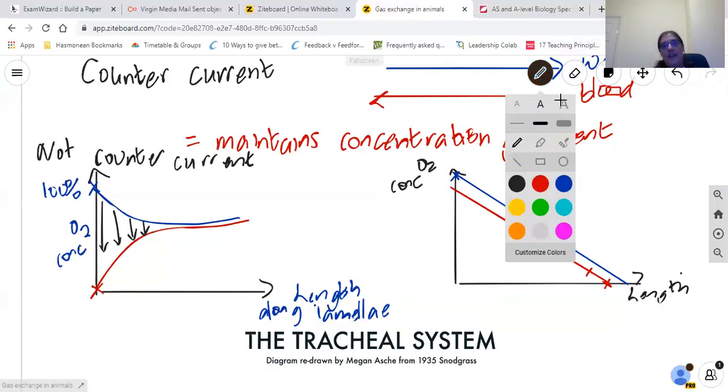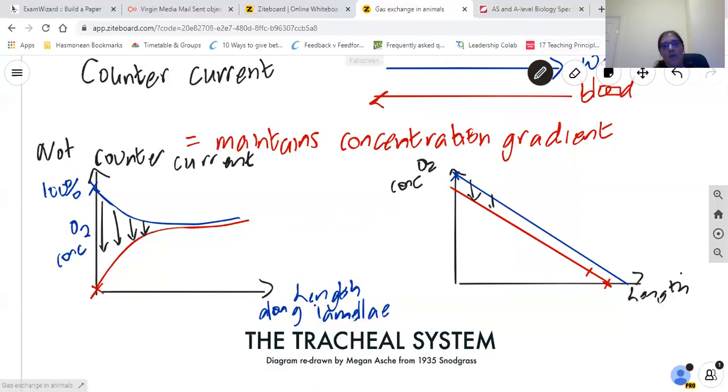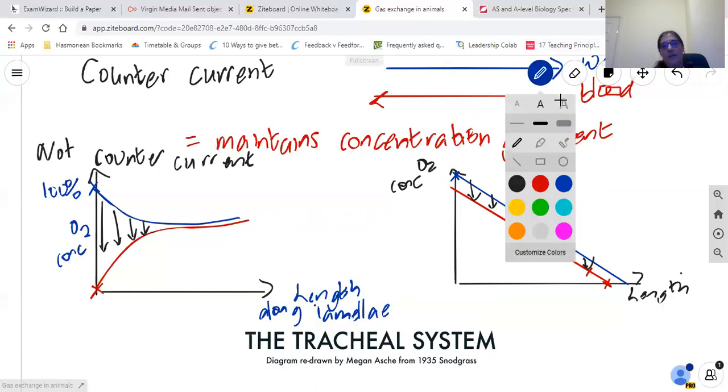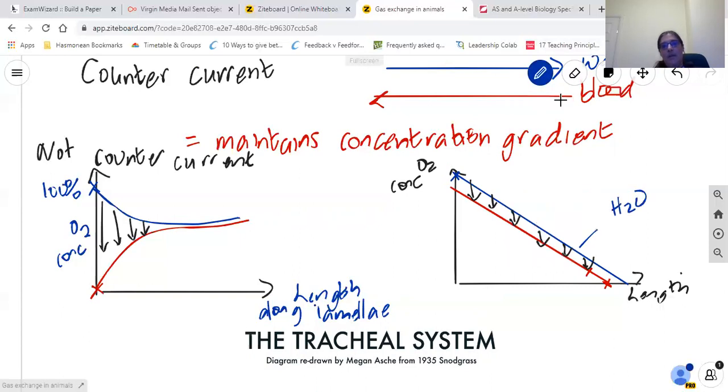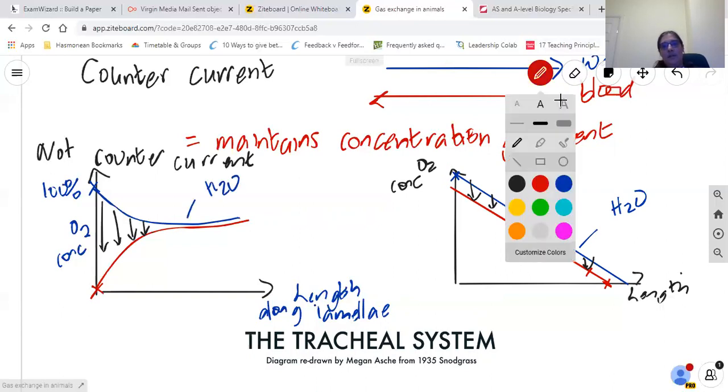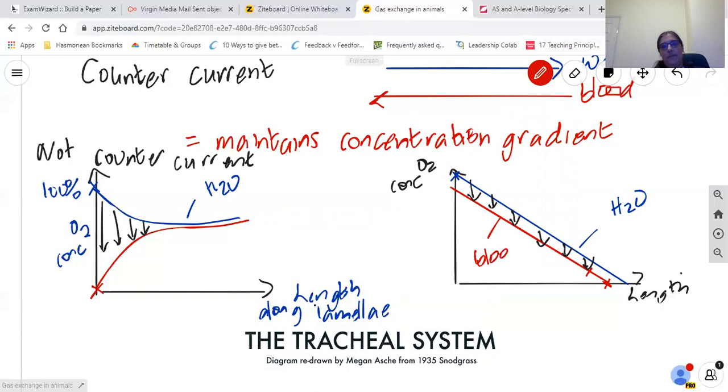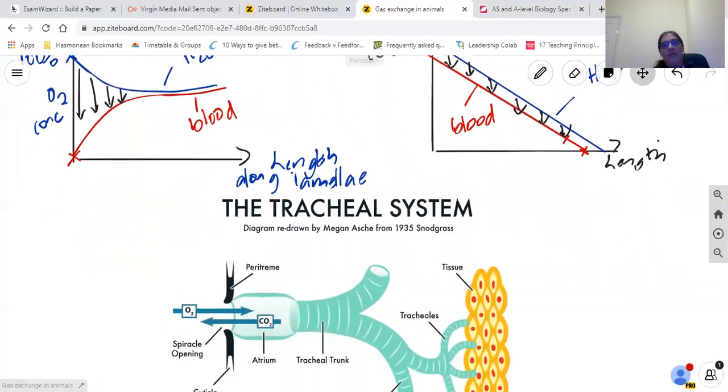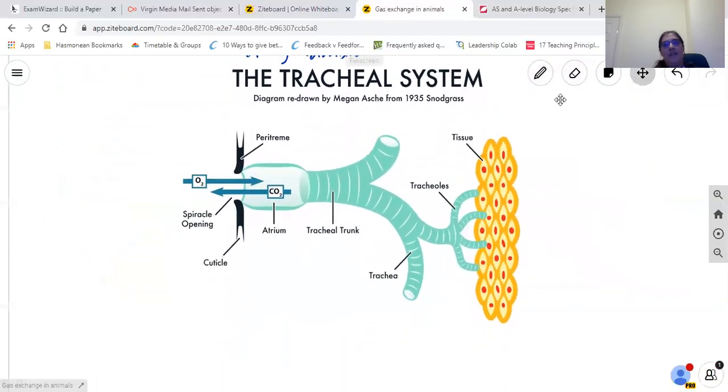So what you see here is that all the way along the length, you now have a concentration gradient. Okay, so this is your water in both ones, and this is your blood. And that is the reason for the countercurrent flow, because it means you've got a concentration gradient all the way along the length.